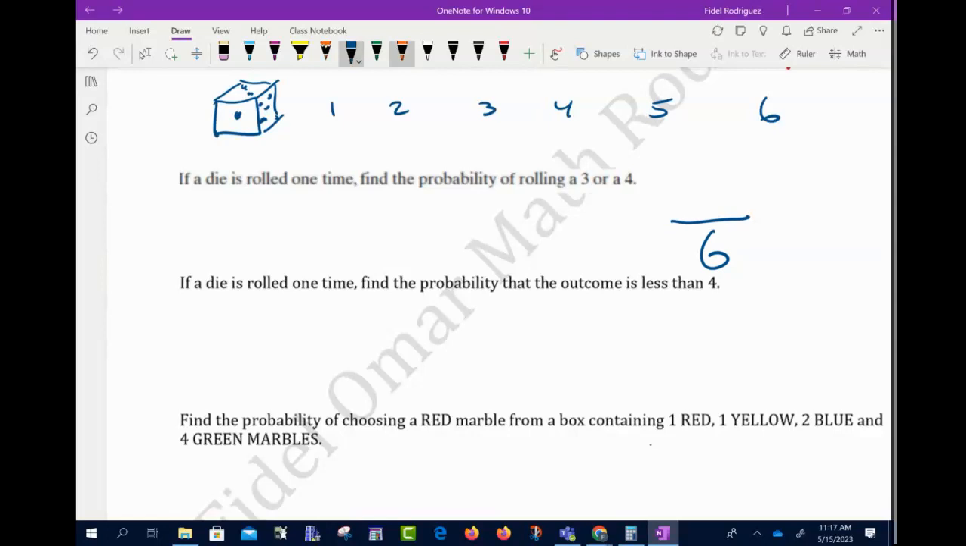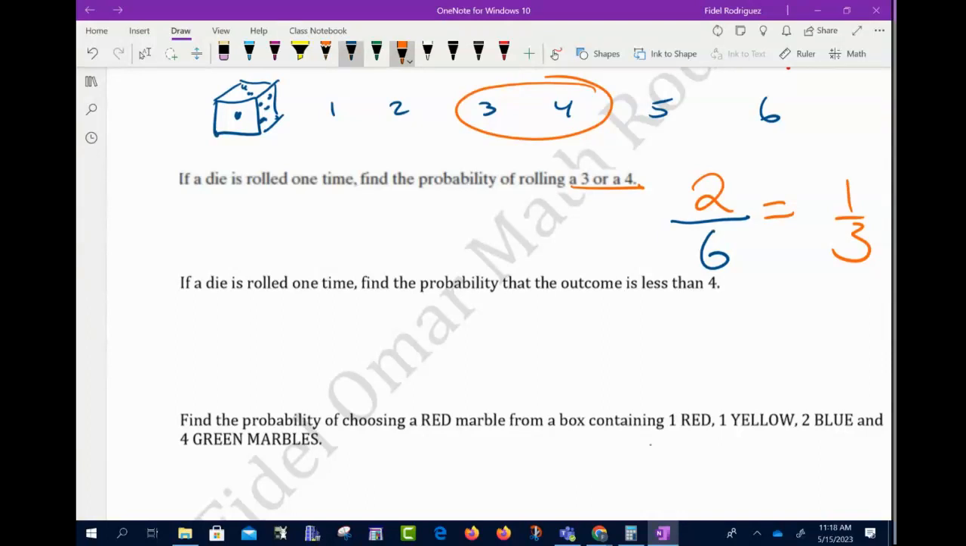Okay. Look what it says. Find the probability of rolling a 3 or a 4. How many numbers are 3 or 4? 2 of them. 2 out of the 6. Y'all, can we reduce that fraction to what? 1/3? There you go. Right? And people say, how did you get 1/3? We divided them both by 2. Right? 2 goes into 2 once, 2 goes into 6 3 times.